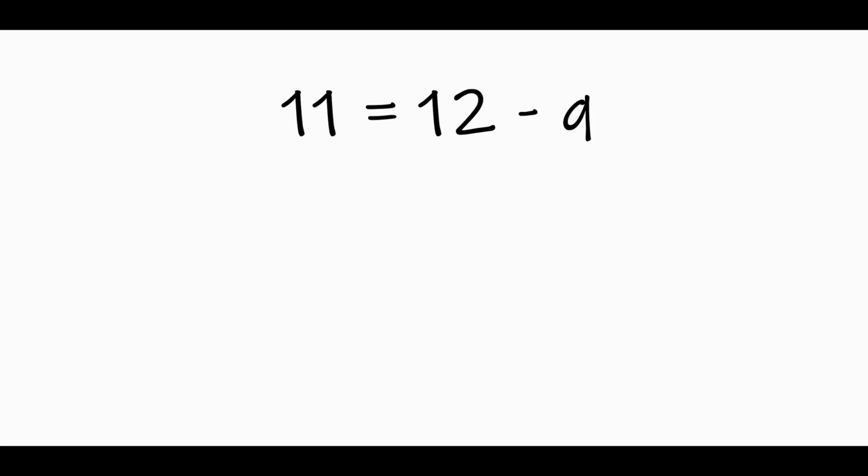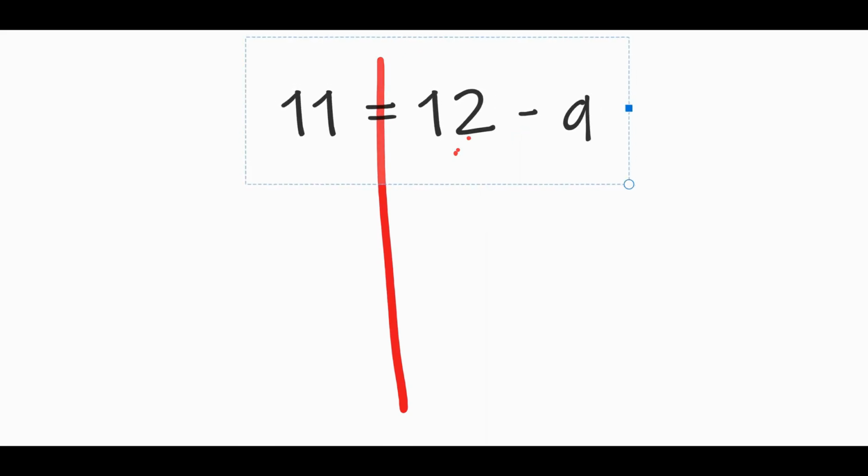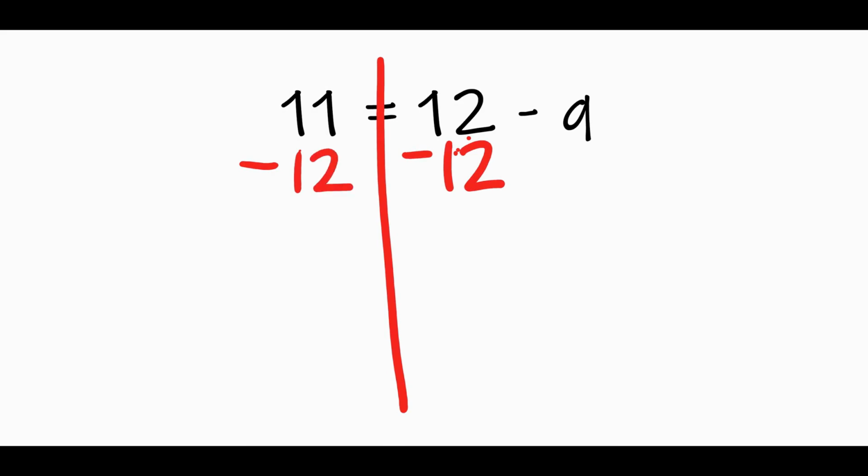11 equals 12 minus q. So we're going to draw that river, and we want the q by itself. And right now, on the same side as the q, we have a positive 12. Some students might think that that's a negative 12 because they see a negative sign right there, but that negative symbol is in front of the q, not the 12. So we are going to get rid of that positive 12 by subtracting 12 from both sides.